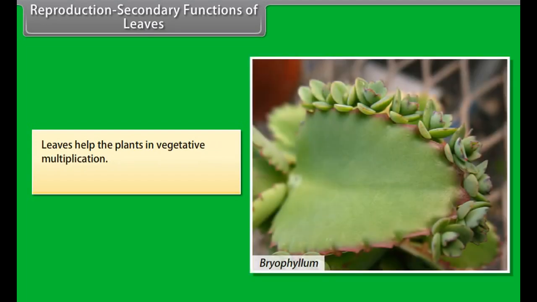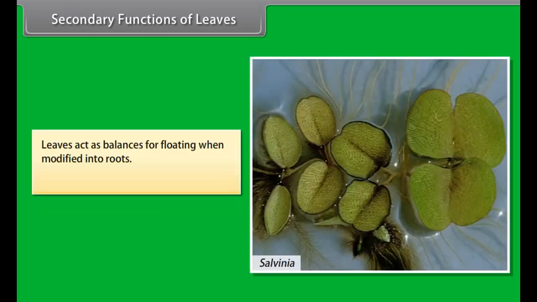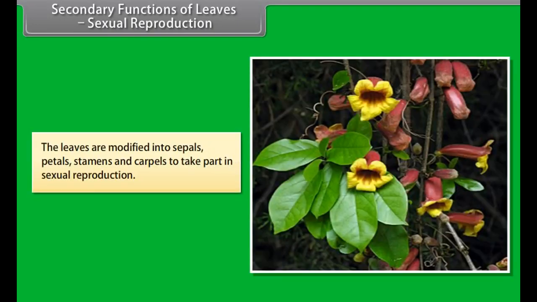Reproduction. Leaves help the plants in vegetative multiplication. Example, Bryophyllum. Leaves act as balances for floating when modified into roots. Example, Salvinia. Sexual reproduction. The leaves are modified into sepals, petals, stamens, and carpels to take part in sexual reproduction.